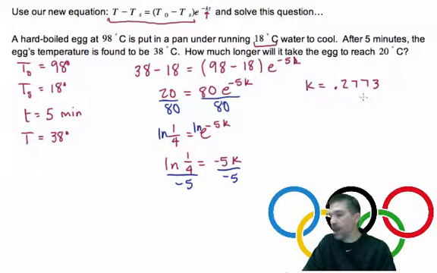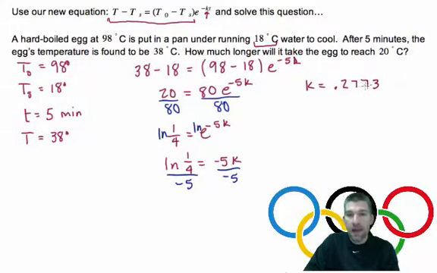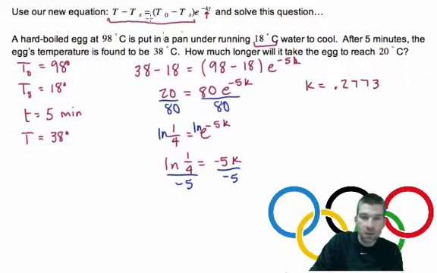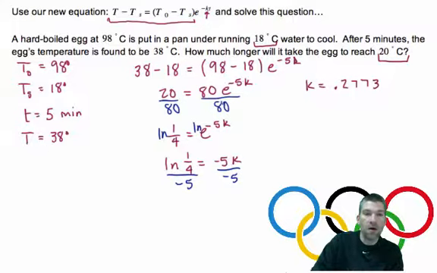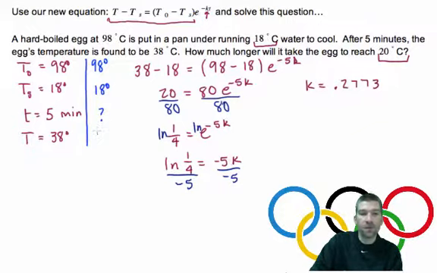And now what I'm going to do is I'm going to take this guy and substitute him back into this equation, because now I want to know how long will it take the egg to get to 20 degrees Celsius. So all of these numbers change now. Not all of them. So my original temperature is 98. The temperature of the surrounding is 18. Time is now something I don't know. But my final temperature now is going to be 20. And by the way, we discovered k is going to be 0.2773.